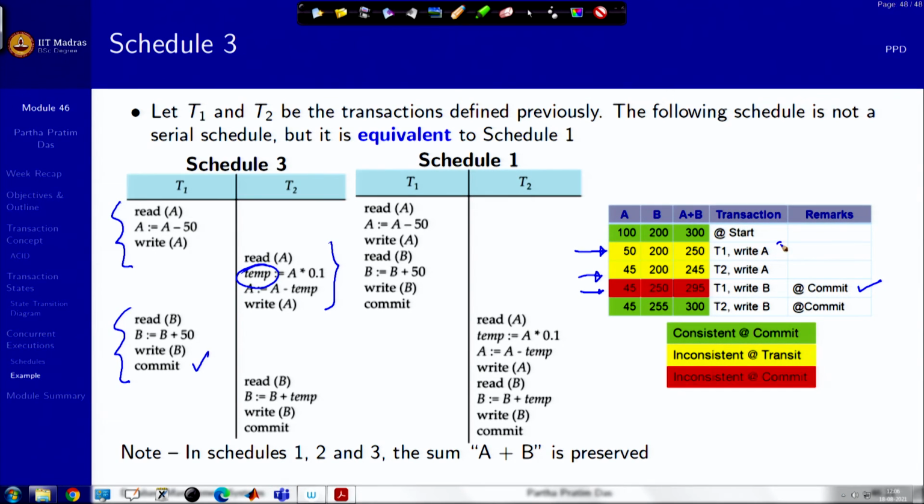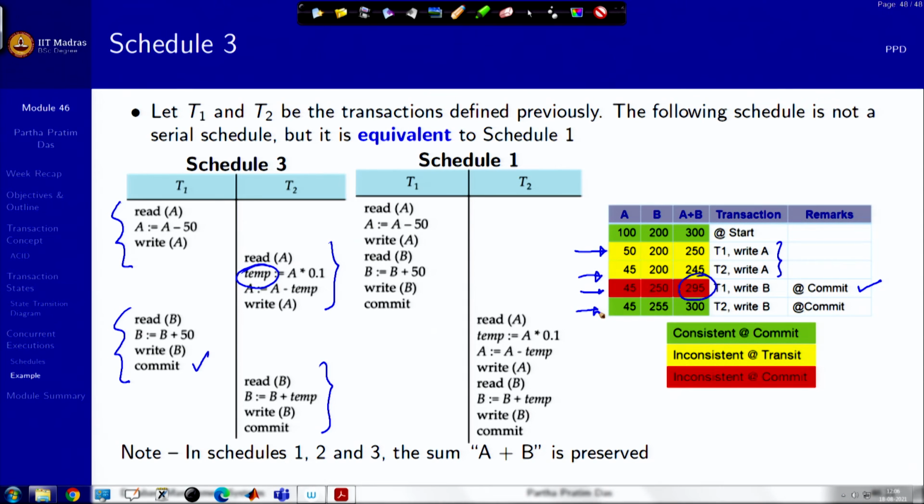It is different from these two, because till then no commit had happened. It was inconsistent in transit, but this one is inconsistent at commit, right. So, this 295 is inconsistent at commit. Fortunately, as you complete transaction B, which reads and adds back this $5 from the temp back to the B's account, it makes it consistent. It gives you the same result as schedule 1, which is shown side by side, right.